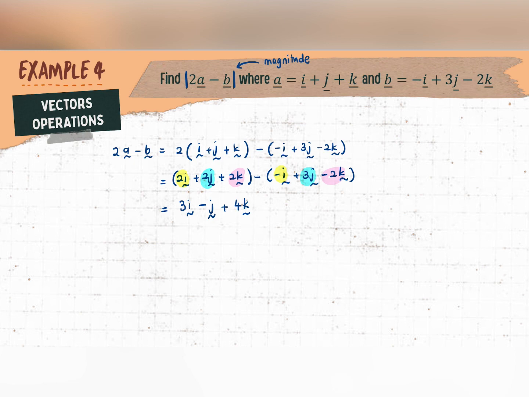What will be its magnitude? So, magnitude of 2A minus B, masukkan dalam formula dia, 3 squared plus negative 1 squared plus 4 squared. Okay, masukkan value dia, 9 tambah 1, 10 tambah 16, 26. So, kita ada square root of 26. Tak boleh nak simplify lah. So, this will be our final answer.